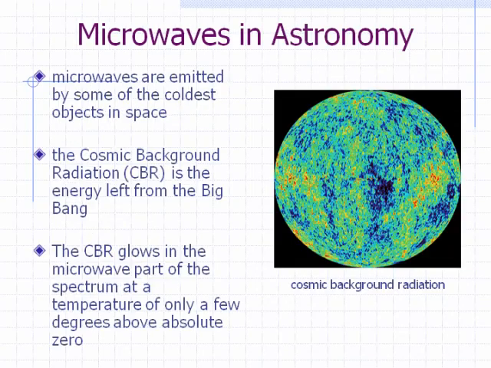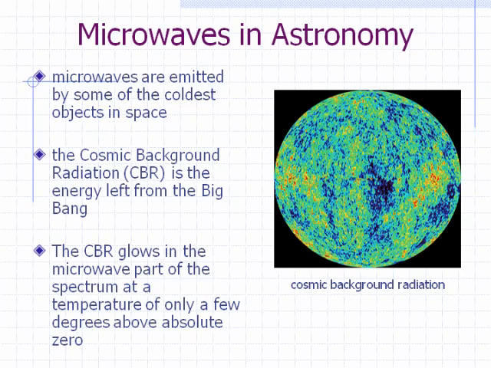In astronomy, microwaves also have an application. Generally, microwaves are emitted by some of the coldest materials in space. And the cosmic background radiation, really the energy or echo left over from the Big Bang, the beginning of our universe, glows now in the microwave part of the spectrum.